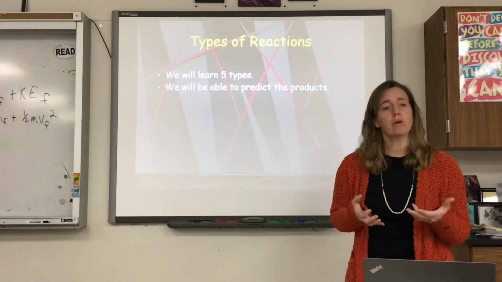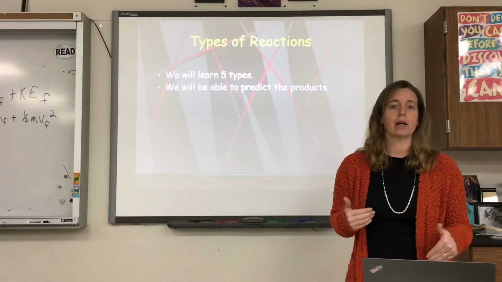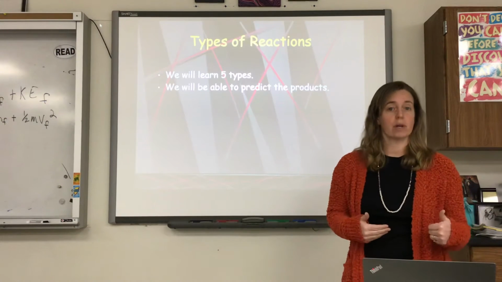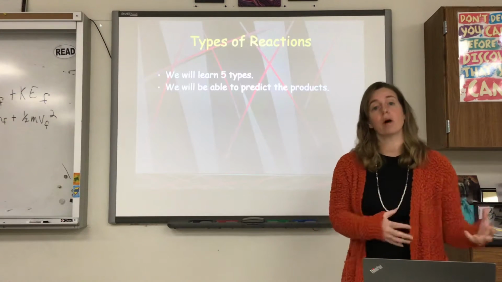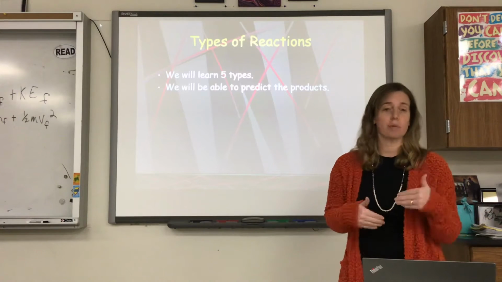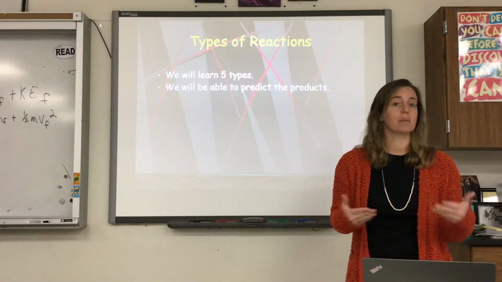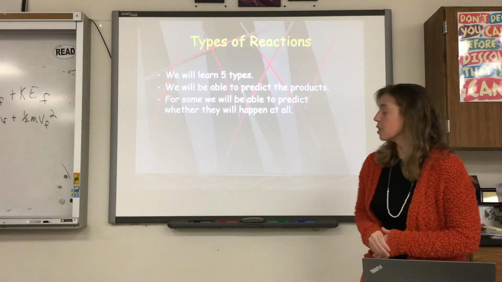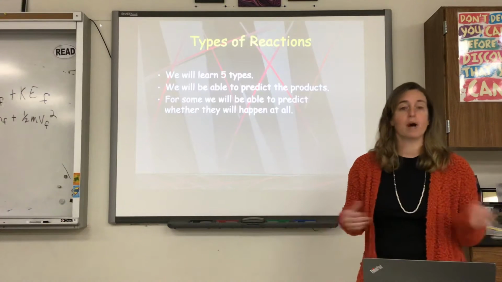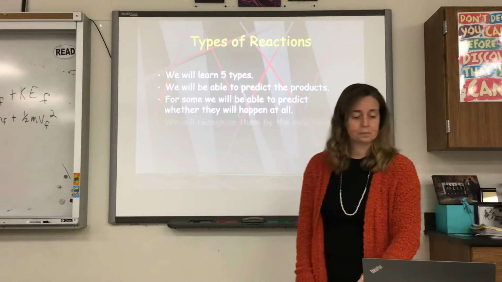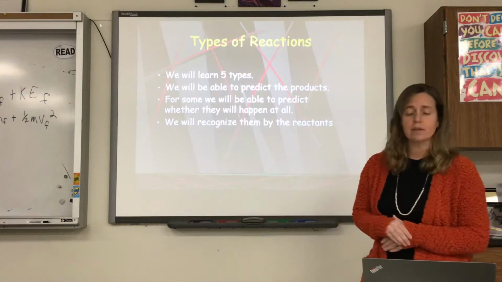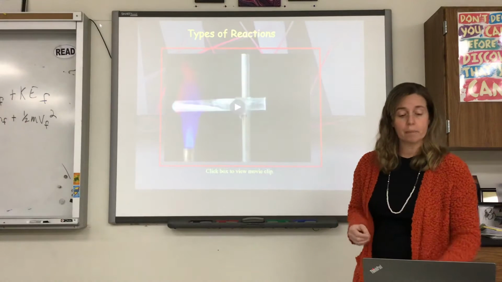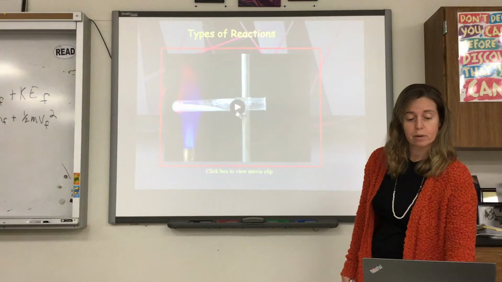Now, at first, all we're going to be doing is looking at the reactions and trying to identify them. Following that, in a later video, we're going to talk about how do we predict the products if we know the reactants, if we know what type of reaction it is. It'll allow us to be able to predict what's going to form on the product side, okay? Now, for some, we will be able to predict whether they will happen at all, okay? And then we will also recognize them by the reactants. Okay? So I'm going to show you a quick video clip of some types of reactions here.